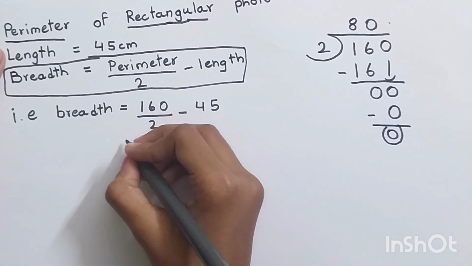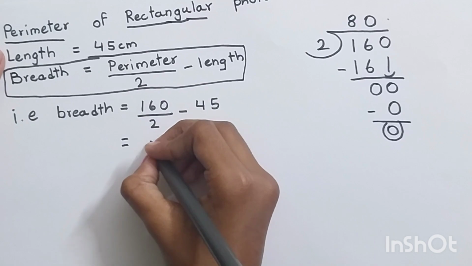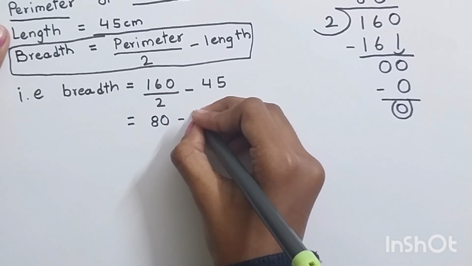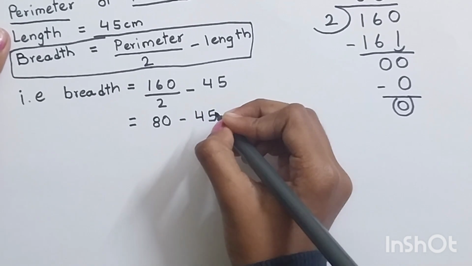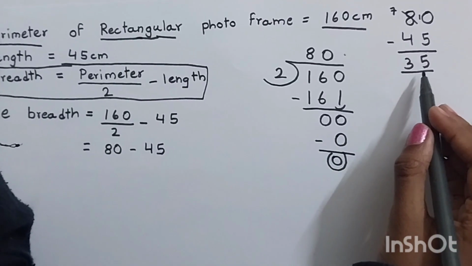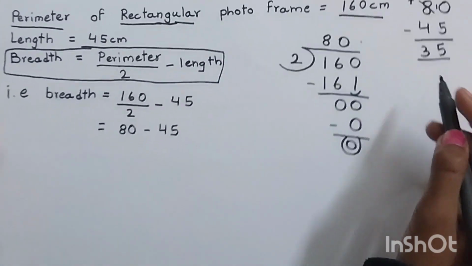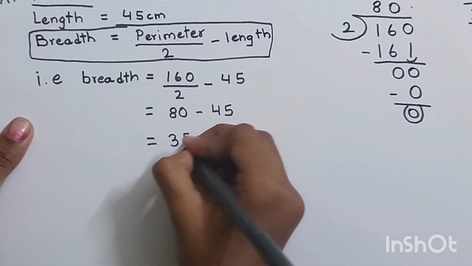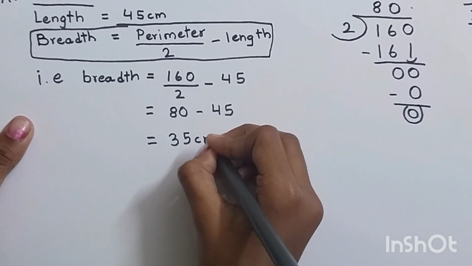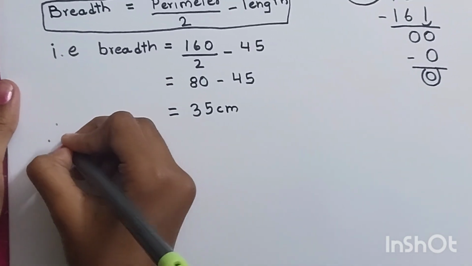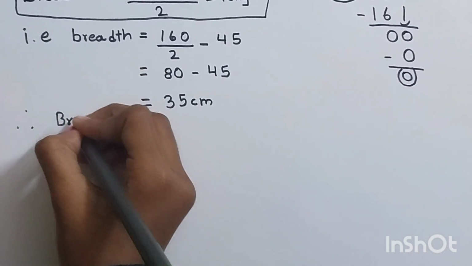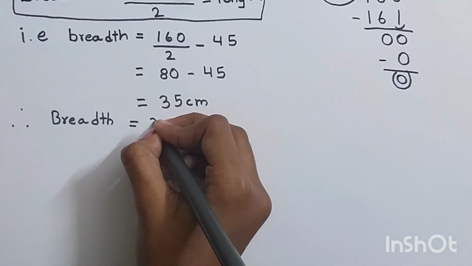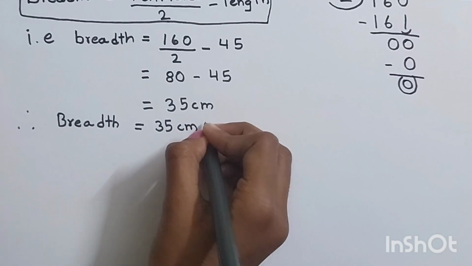Write down 80 instead of 160 by 2. 80 minus 45. Now we have to do subtraction. 80 minus 45 equals 35 centimeters. Very good. Therefore, breadth equals 35 centimeters. That is the answer.